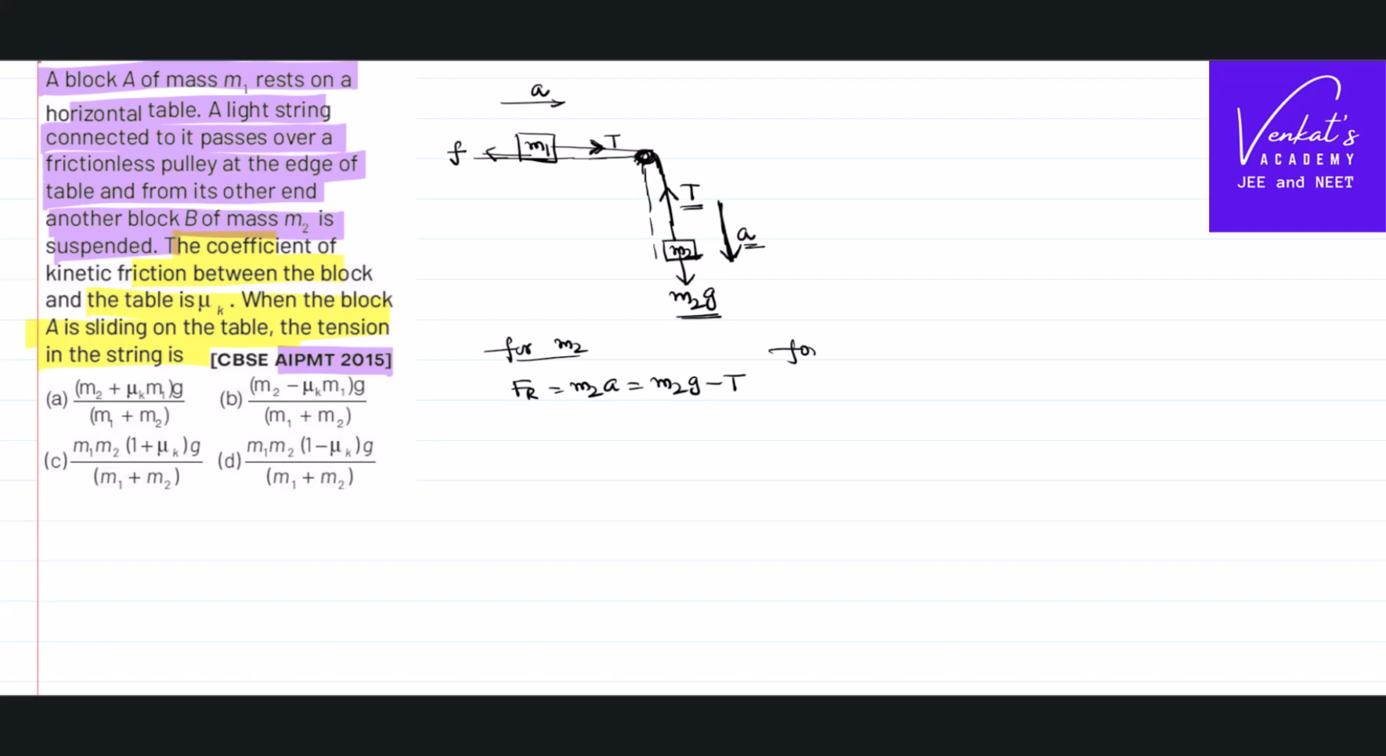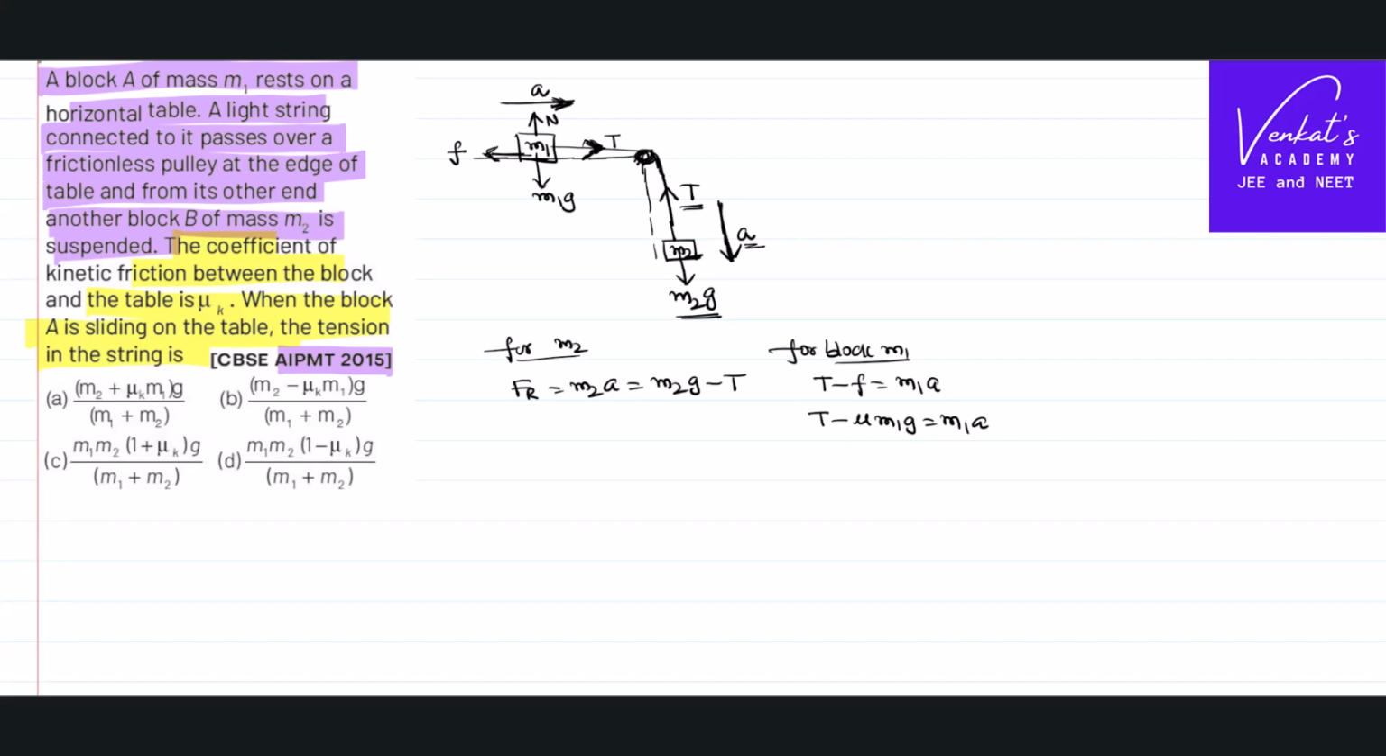Similarly, for the block M1 on the horizontal surface, as the body is moving towards the right, force in the direction of that tension has to be treated like positive. Frictional force is acting against it, right? So tension minus frictional force equal to M1A. Frictional force is mu into normal reaction. M1G is the weight acting downward on the floor. So normal reaction is the same. So tension minus mu into M1G equal to M1A.